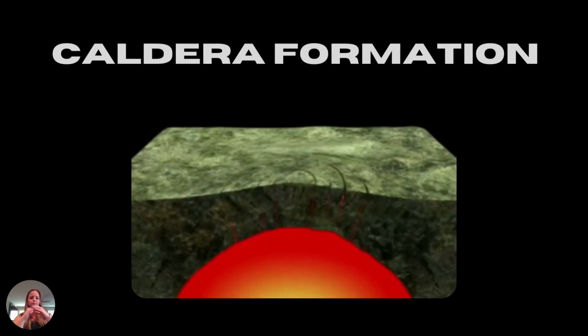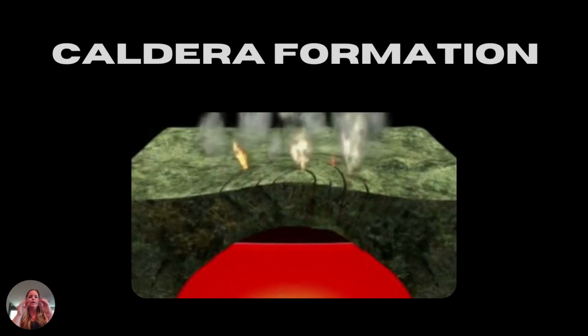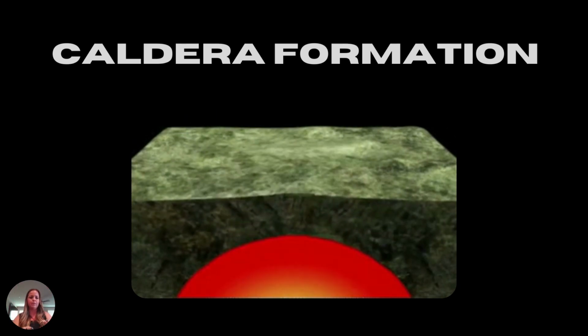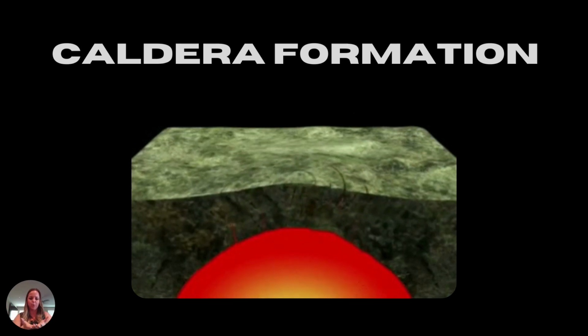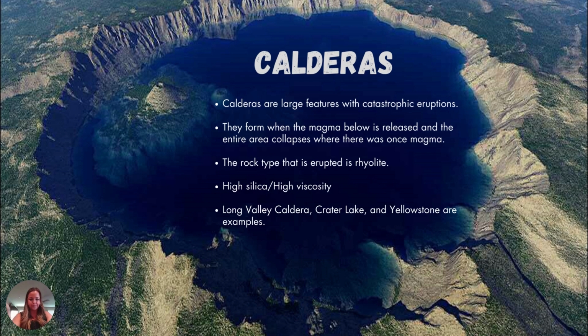We have magma pushing up on the crust, and then as material is evacuated, eventually we have a full collapse where that magma once was, and so it creates kind of this bowl, just like you saw in the Crater Lake photo. It's a big bowl and now it fills in with water.